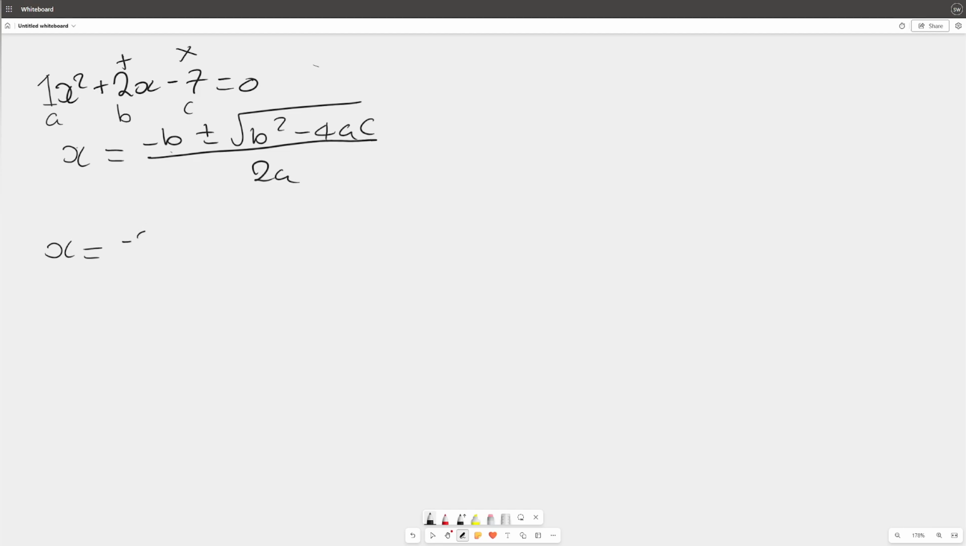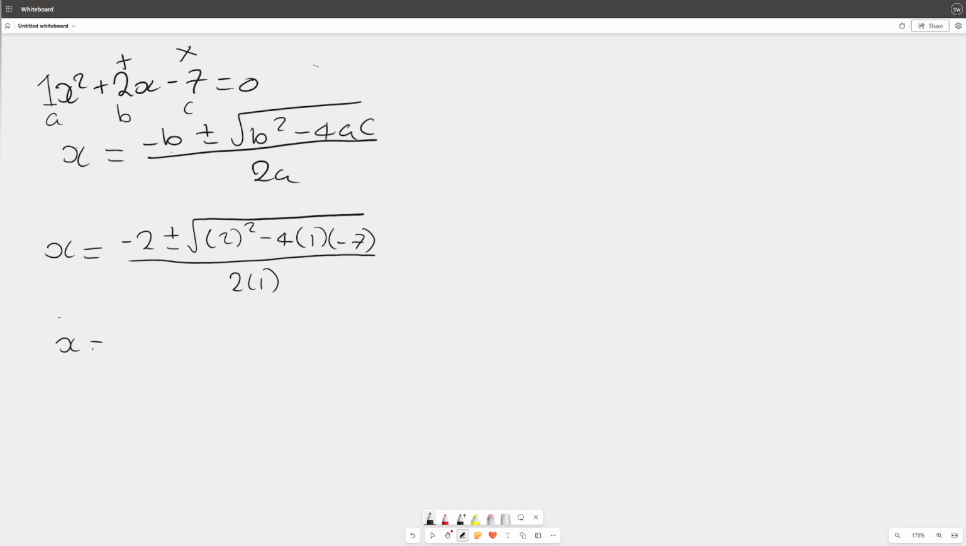So let's substitute these values into the equation. So we have minus b, which is going to come out as -2, plus or minus the square root of b squared, so this is going to be 2 squared, minus 4 times a, which is 1, times c, which is -7. And this is going to be all over 2 times a, our a being 1, so this is 2 times 1.